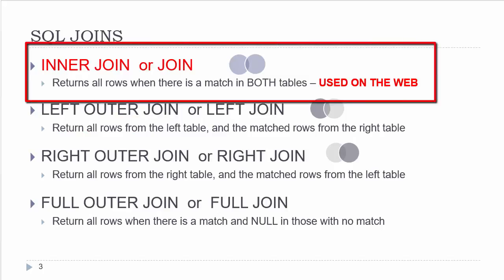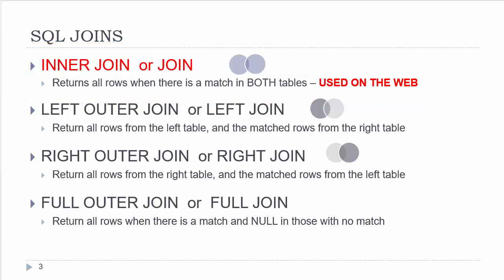The most common is the inner join, or just a join. You technically do not need to use the word inner. Notice everything is uppercase. An inner join is essentially an intersection between two tables. It will return all the rows when there is a match on that field based on the query in those two tables. And because inner joins are used on the web, we will focus on an inner join.